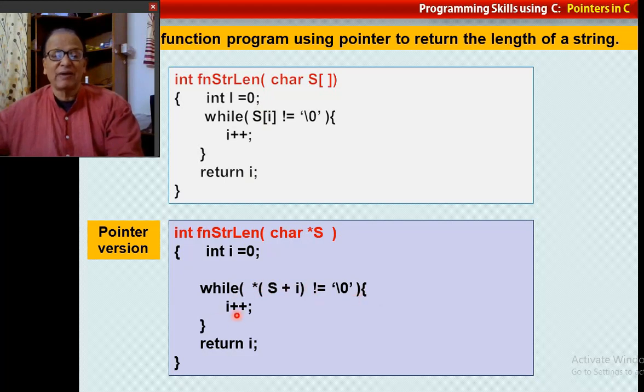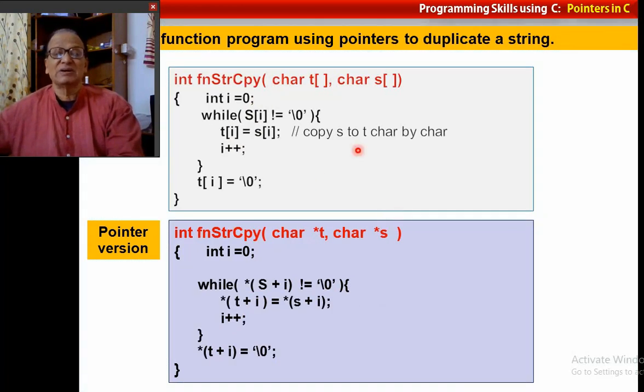I increment the value of i and I return the value of i. So this becomes the pointer version of the same function, string length, which you have written earlier. With that, we go to the next function: a program using pointers to duplicate a string.